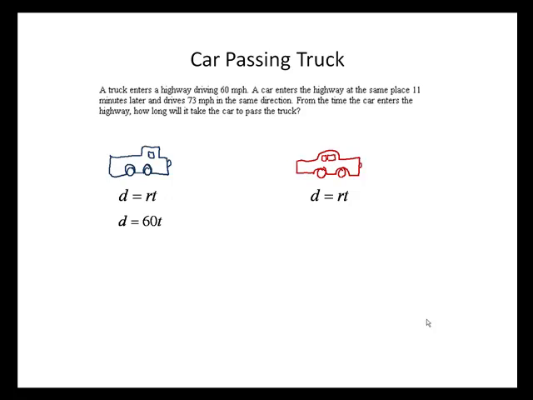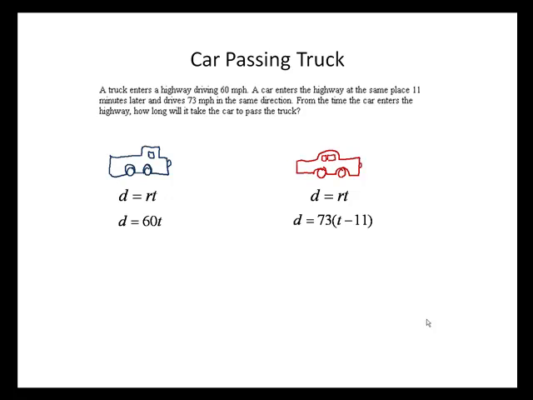Now let's look at the car. You should be able to pick up now that you can plug in his rate of speed for R, but there's one other piece of information that you need to recognize. I can also plug in something about his time. I don't know how long the truck traveled, but we called it T. I do know that the car traveled 11 minutes less than that because it left 11 minutes later. So whatever value the truck traveled, T, the car traveled 11 minutes less than that.